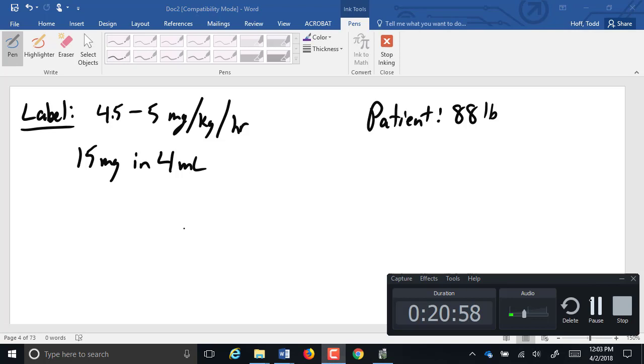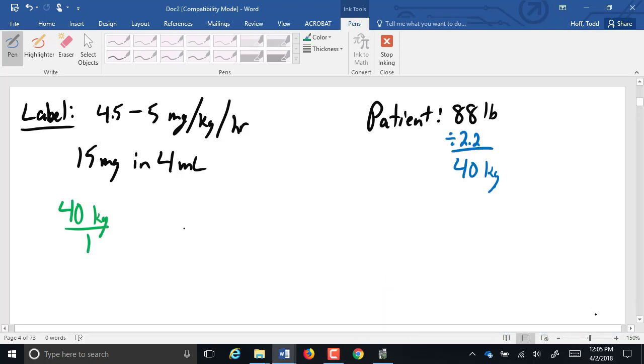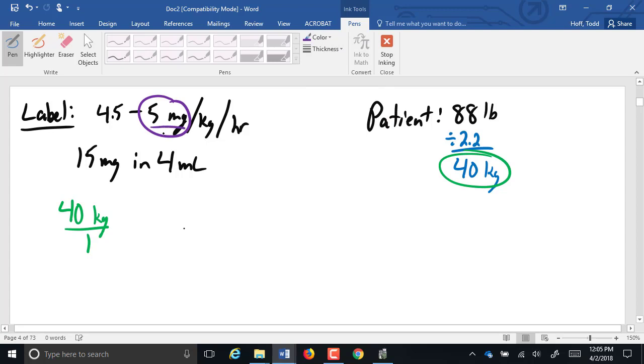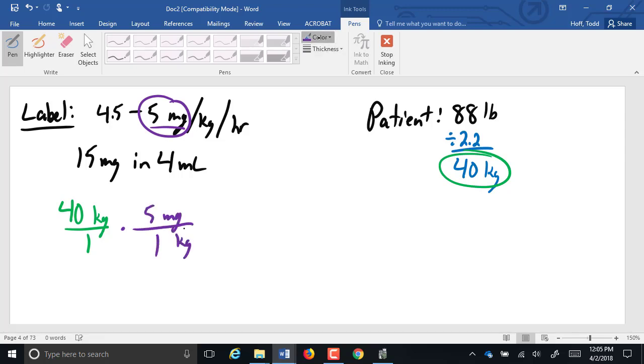Again, I'll give you guys a minute or so to try that. Looks like several of you are done, so let's take a look at this. First of all, we take our 88 pounds and divide by 2.2 to make it kilograms. So we get that our patient is 40 kilograms. Now we're going to use the maximum again, the 5 milligrams per kilogram. So kilograms go on bottom so they cancel out. 5 milligrams per 1 kilogram. The kilograms will cancel.